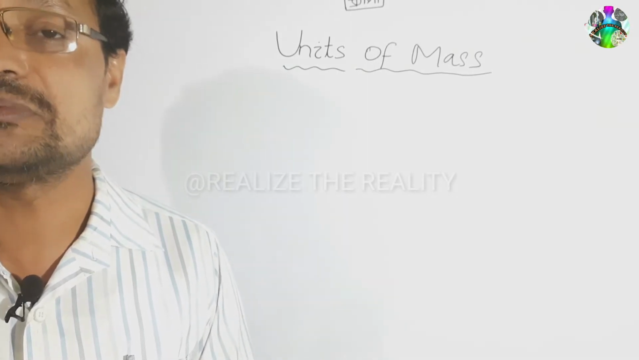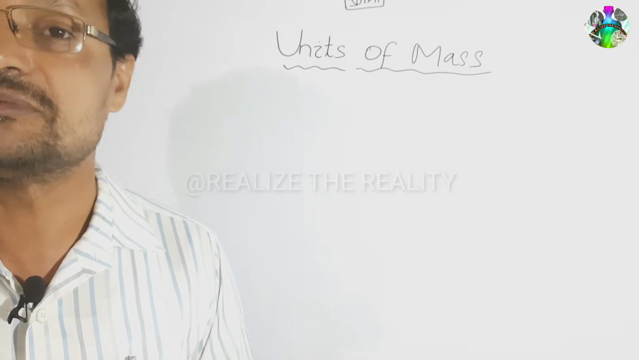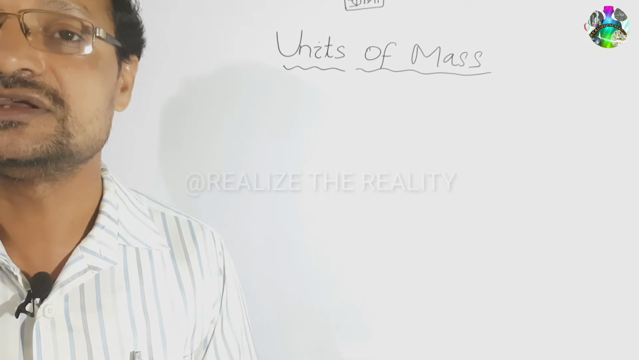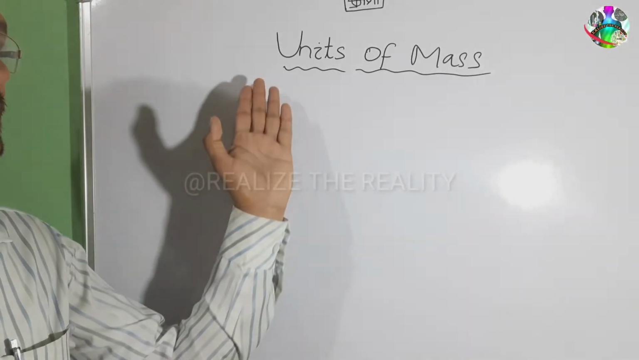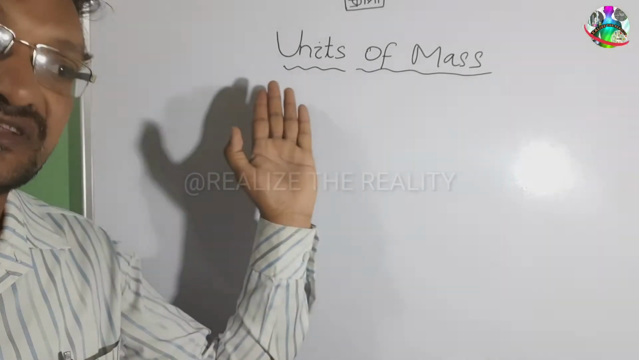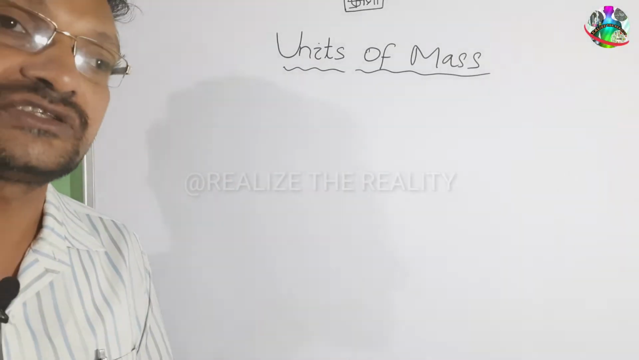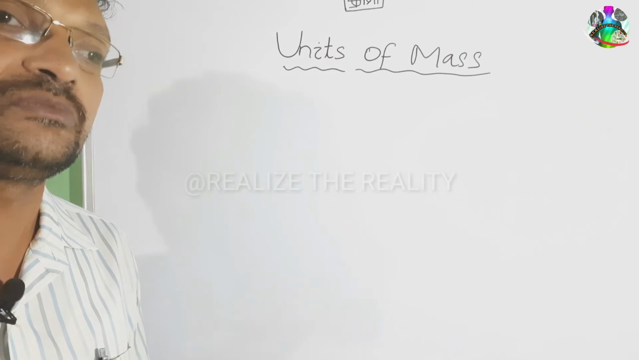In case any problem or any dispute arises about the mass of 1 kilogram, then the case will go to that place. That is why 1 kilogram is already fixed. So after that 1 kilogram, other multiples and submultiples are used for measurement of mass.